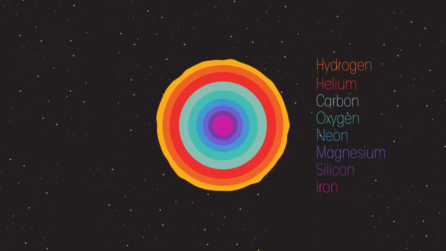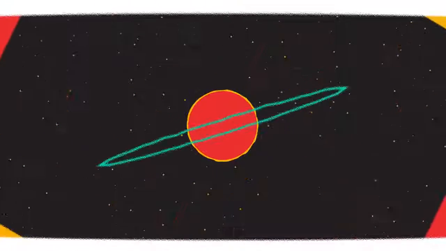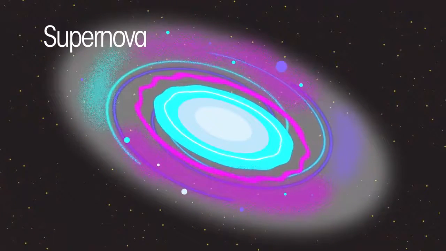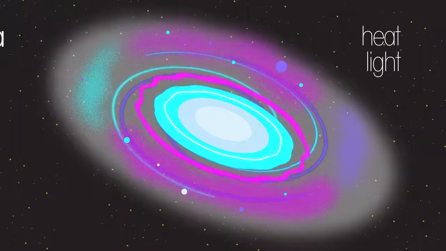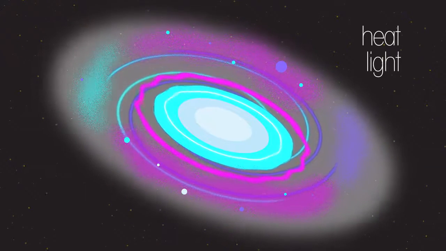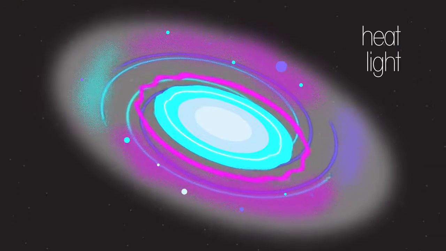Eventually, fusion stops, resulting in the collapse of the super red giant. The shockwave created triggers an explosion, a supernova, producing a lot of energy in the form of heat and light, which can outshine all the other stars in the galaxy for several weeks.